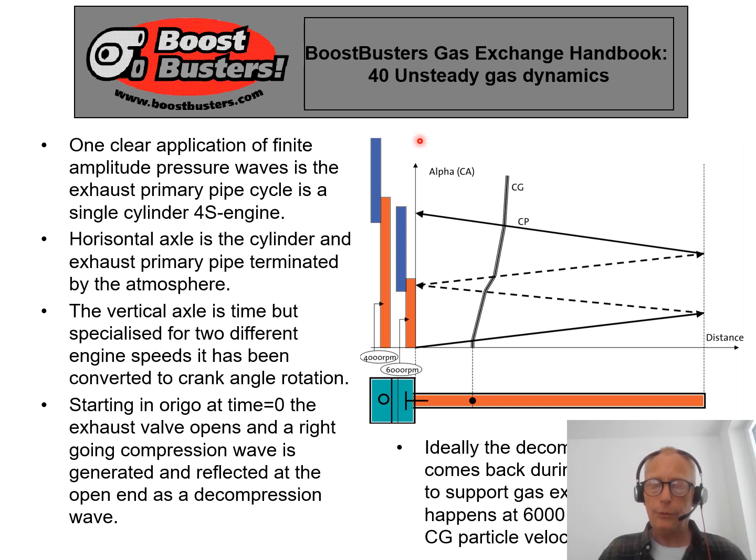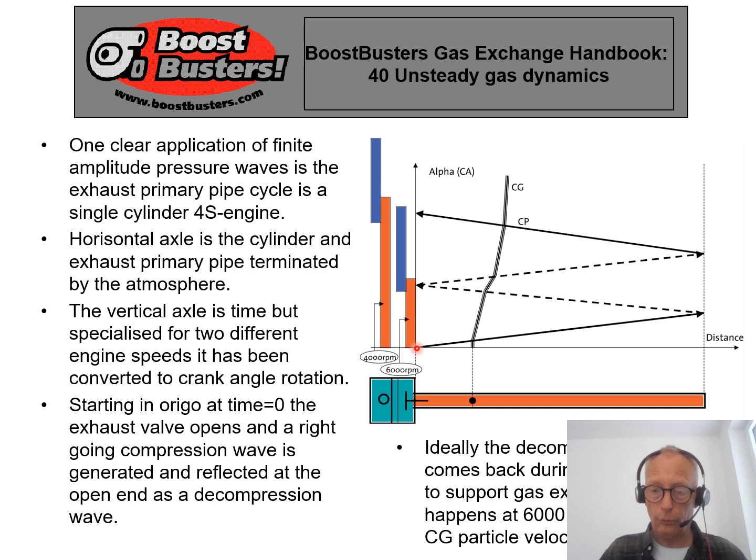But if you decide for a certain engine speed, a time domain could always be transferred to a crank angle event. And the first crank angle event we have here is at 6,000 RPM. And the red beam is the duration of the exhaust valve in a single cylinder 4-stroke engine. The blue one is the inlet valve event, coming a bit later, of course.